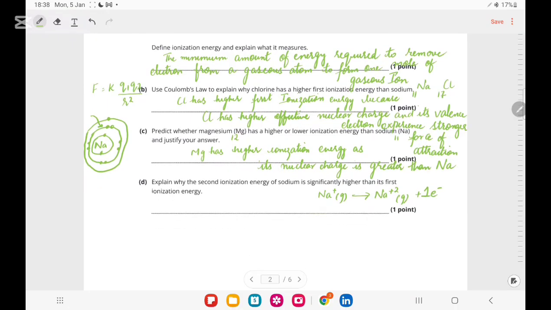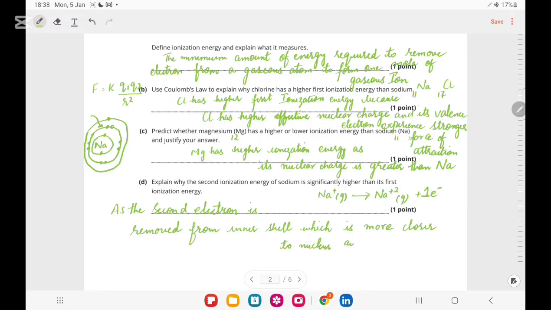So we can write it as: the second electron is removed from the inner shell, which is closer to the nucleus and has a greater force of attraction.